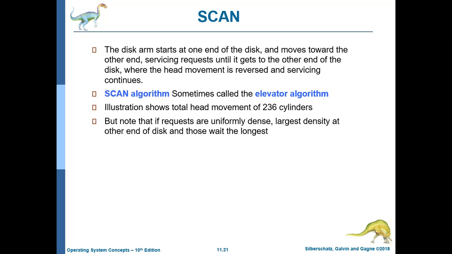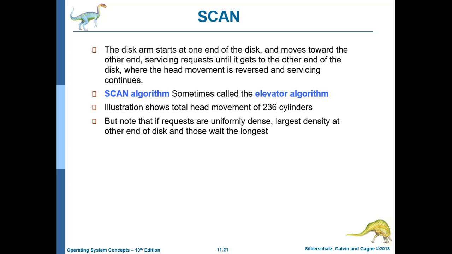Okay, next we have the SCAN. The disk arm starts at one end of the disk and moves toward the other end, servicing requests until it gets to the other end of the disk, where the head movement is reversed and servicing continues. The SCAN algorithm is sometimes called the elevator algorithm. The illustration shows a total head movement of 236 cylinders.